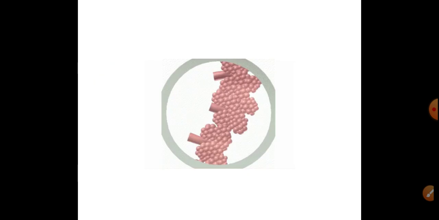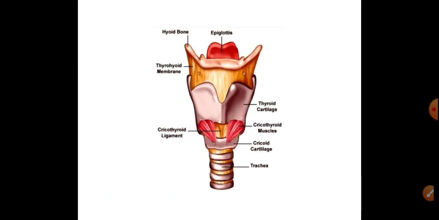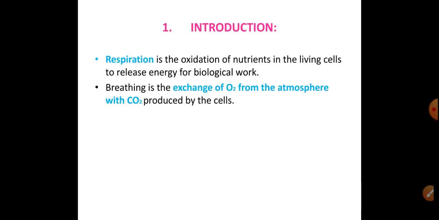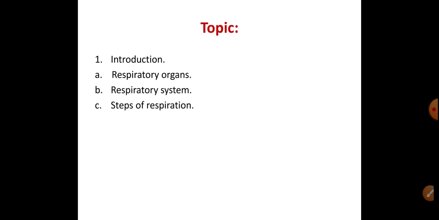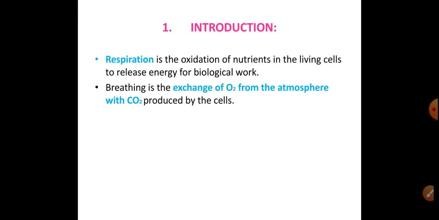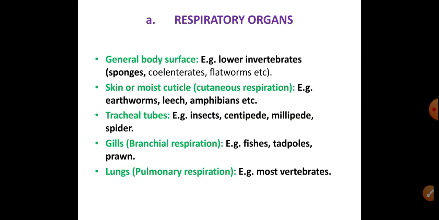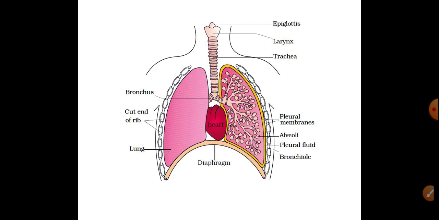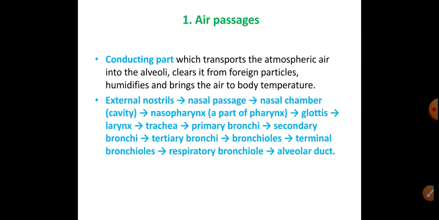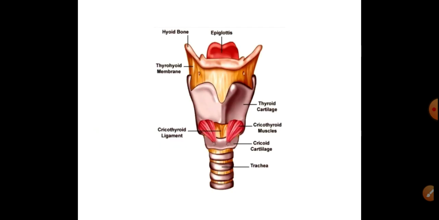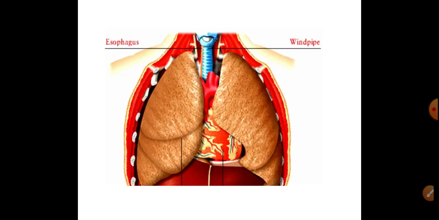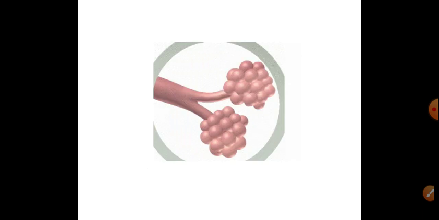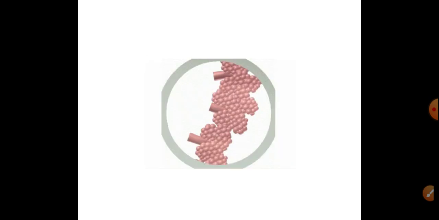Okay, then let me tell you once again, I'll recap what all we have studied so far in today's session. I started with the respiration. I told you the definition of respiration, then breathing, and what are the respiratory organs, different respiratory organs which are present, and what is respiratory system. It includes two parts, air passages and lungs. Then I told you what are the parts which come in air passages or conducting part. Then what are the lungs, and I told you in detail about the lung structure you have studied. Then I showed you an enlarged view of the alveoli, the lungs.